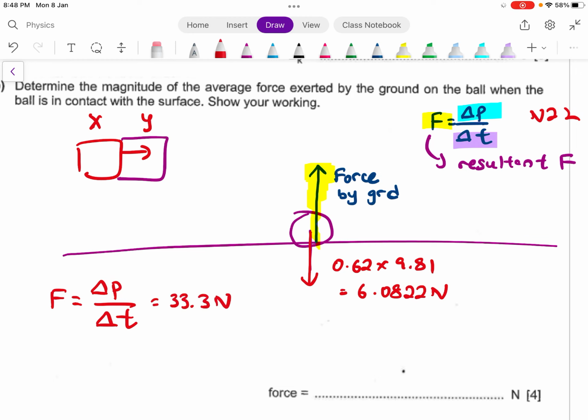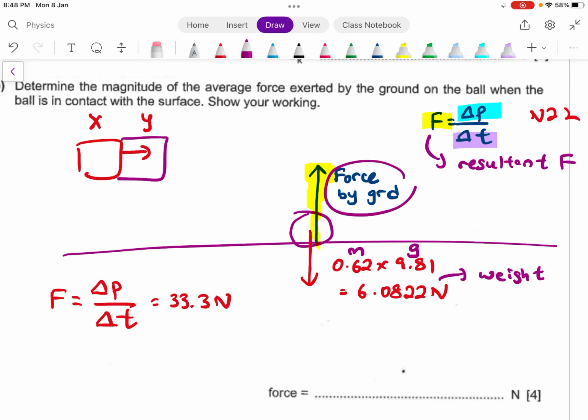When you hit the ground, of course, there's a contact force, which is the force by the ground acting on the ball. But not just that, there is a weight component. This is the mass, and this is the G field of the Earth, 9.81. When you multiply, you will realize that my weight is about 6.0822. With this, I can actually calculate the resultant force. Resultant force is very simple.